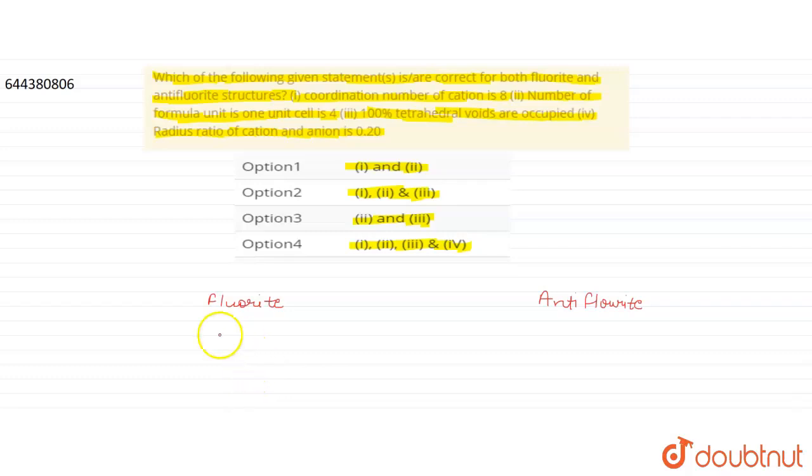These fluorite structures are AB2 type structures. For example, we have CaF2. And these antifluorite structures are A2B type, and an example of this is Na2O.